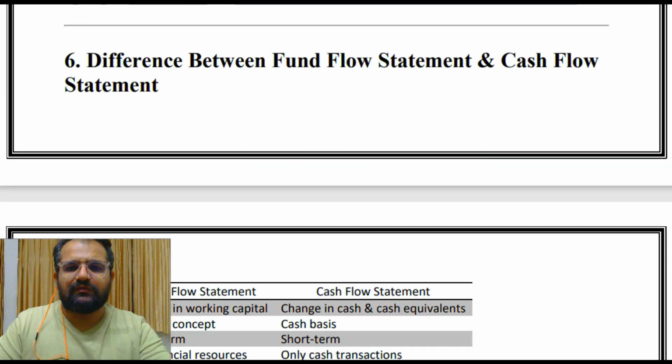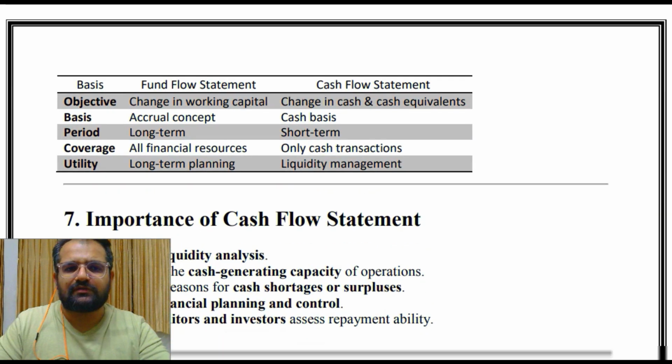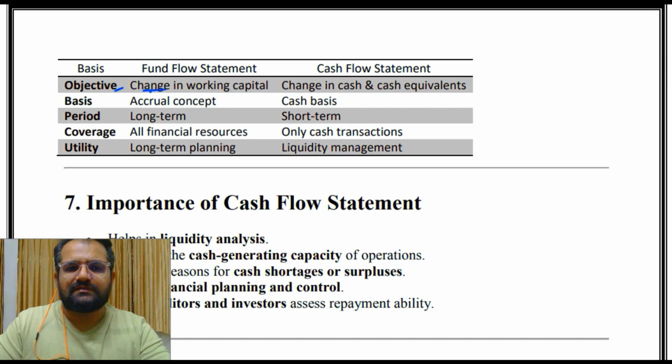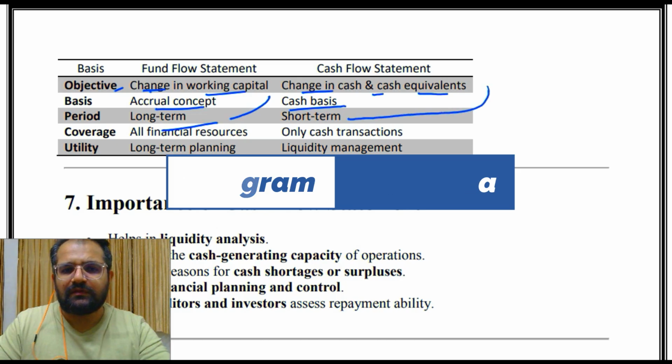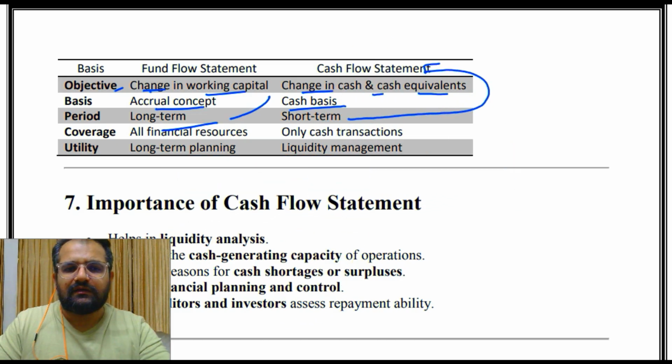Then the difference between fund flow statement and cash flow statement. So objective: change in working capital for fund flow, change in cash and cash equivalents for cash flow. Basis: accrual concept, cash basis. पीरियड में लॉन्ग टर्म फंड फ्लो स्टेटमेंट के लिए एंड शॉर्ट टर्म कैश फ्लो स्टेटमेंट के लिए. कवरेज: ऑल फाइनेंशियल रिसोर्सेज, ओनली कैश ट्रांजैक्शन. देन लॉन्ग टर्म प्लानिंग in case of fund flow statement and liquidity management in case of cash flow statement.